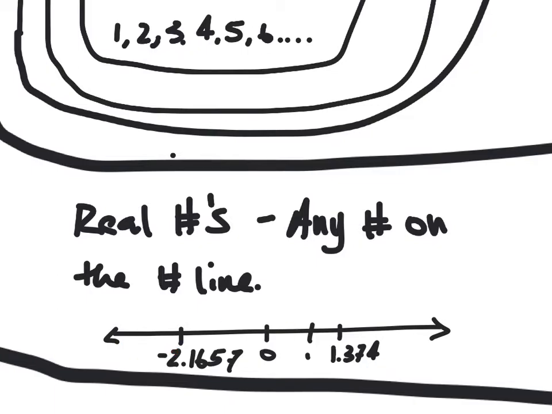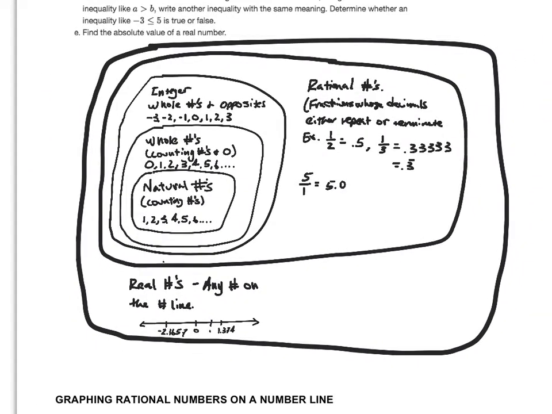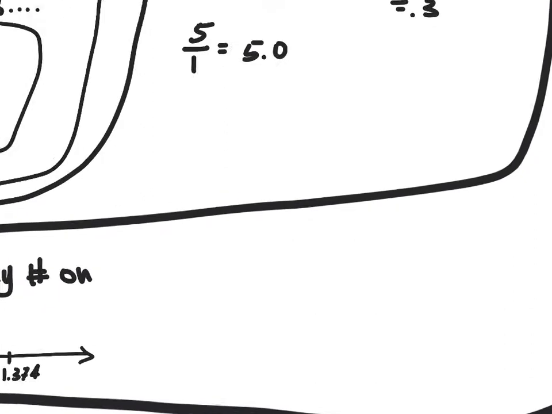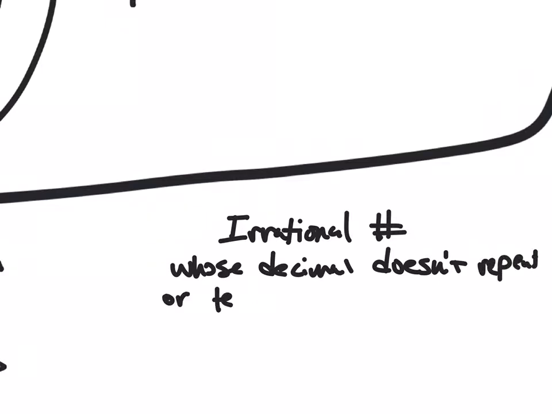Any number that you could conceivably think of goes here. There's a little caveat here. A part of the real number system that isn't a part of the other number systems is the concept of an irrational number. I'm going to write irrational over here. It's the opposite of a rational number. An irrational number is something whose decimal doesn't repeat or terminate.